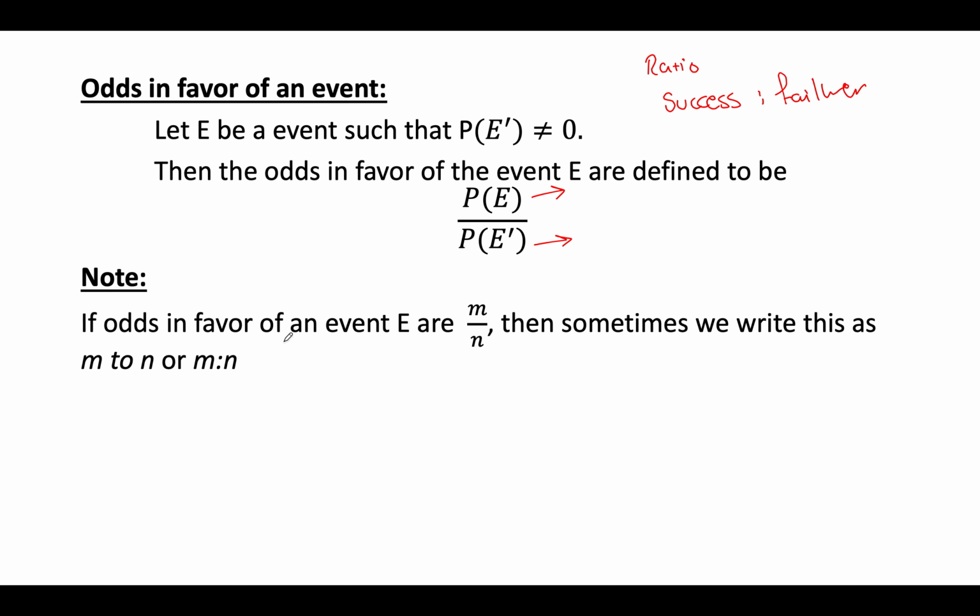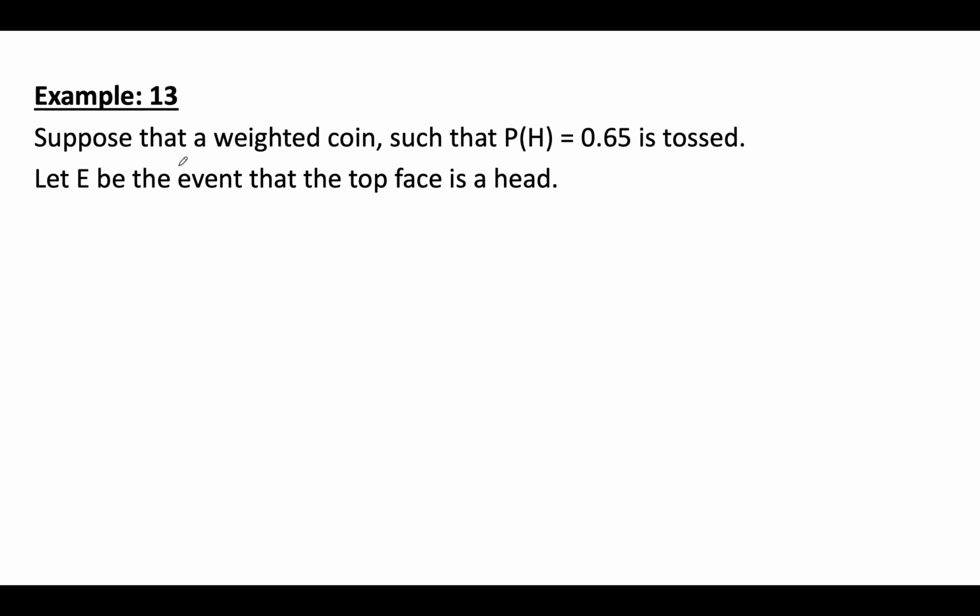So if odds in favor of an event E are m to n, then sometimes we write this as m to n or m colon n. Okay, in order to understand the definition more, let's solve the following example. Suppose that a weighted coin is such that the probability of getting head in this experiment is equal to 0.65. Let E be the event that the top face is head. Now we want to find the odds in favor of getting head in this experiment.